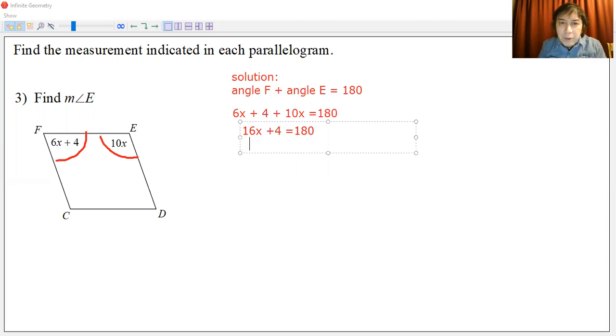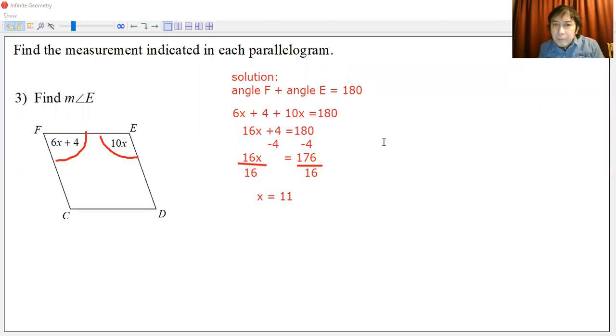By way of the subtraction property, minus 4 and minus 4. We will have the next line 16x equal to 176. So we're going to divide this by 16, and also divide this by 16. We put the division symbol. How much do we have there? That looks like 11. x is equal to 11.